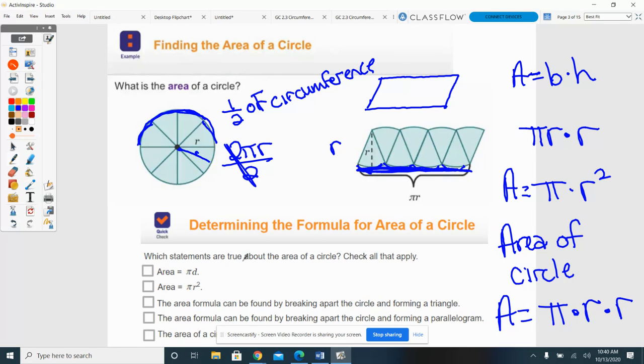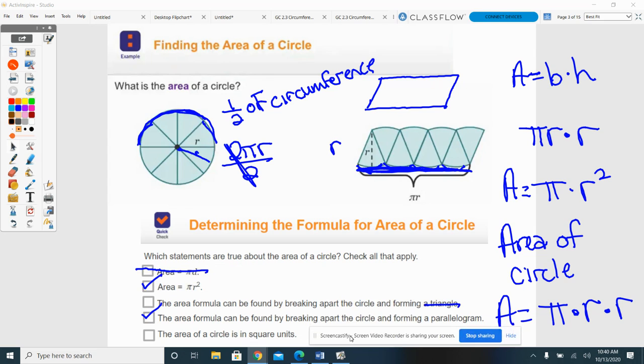So which statements are true about the area of a circle? Is the area equal pi times diameter? No, that's circumference. That's not right. Area is pi r squared. We just said that. Can you find the area by breaking apart a circle and forming a triangle? Was that the shape we formed? No, we did not form a triangle. We formed a parallelogram.